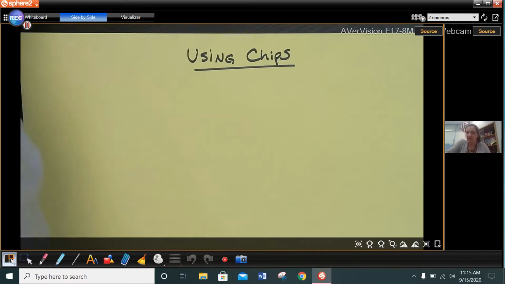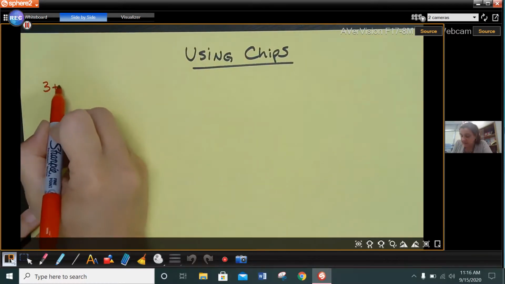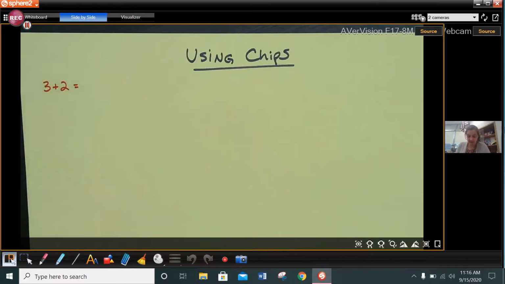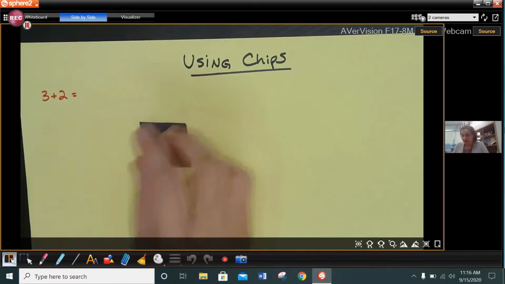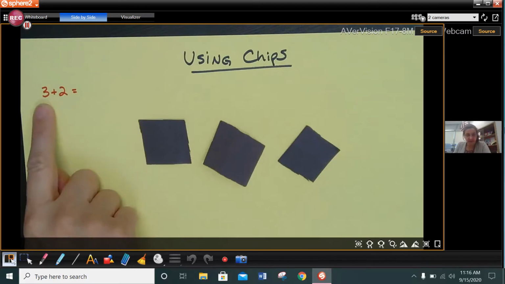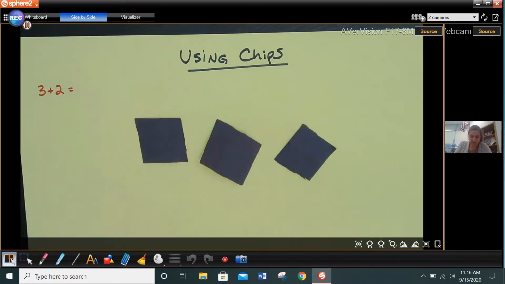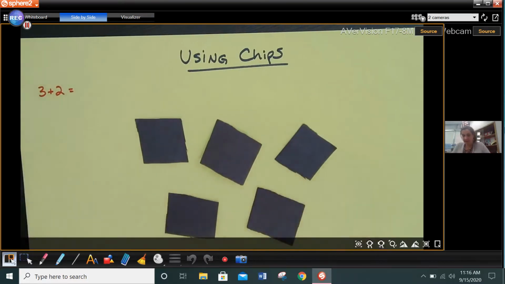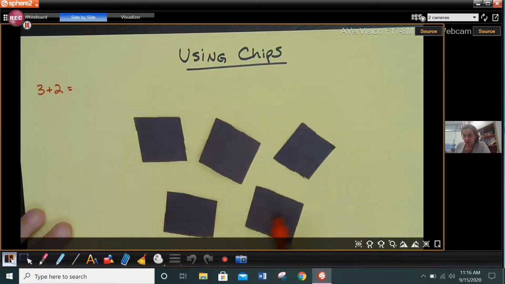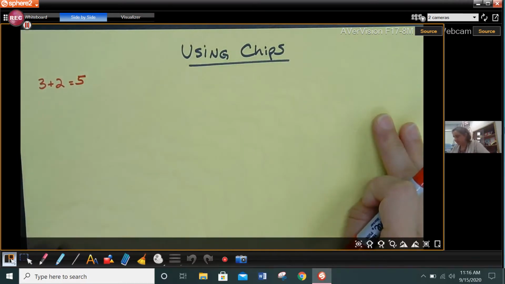So let's say we have the problem. Let's start easy. 3 plus 2. Hopefully we all can do that one in our head. So we start with 3 black chips on the board because that's where we start. And we're going to add to it 2 black chips. So 3 positives plus 2 more positives gives us a total of 5 positives. So far so good? Let's take those away.